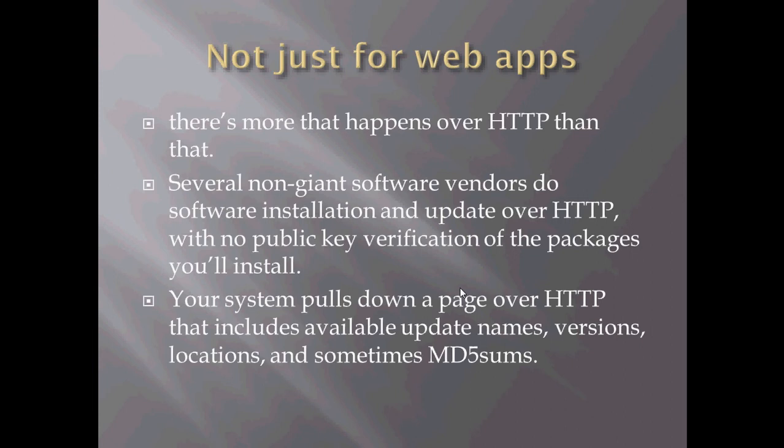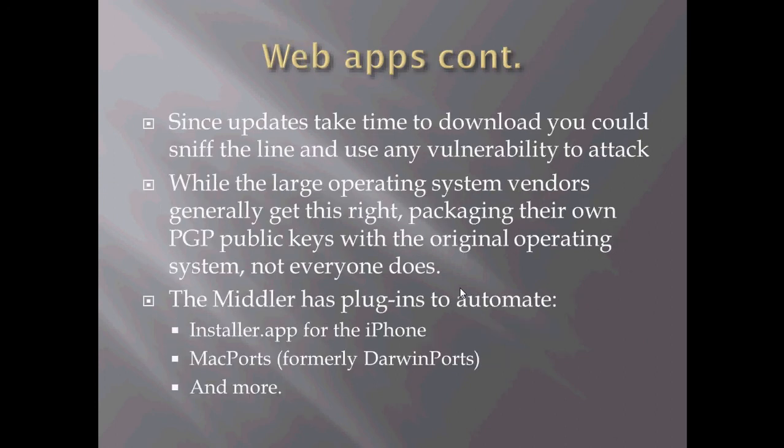Your system will pull down a page over HTTP that includes available update names, versions, locations, and sometimes even MD5 sums. Since the updates can take up to 20 minutes to download, you have plenty of time to sniff that line and use any vulnerabilities to attack. While the large operating system vendors generally get this right by packaging their own PGP public keys with the original operating system, not everybody else does. And the Middler has plugins to automate that.